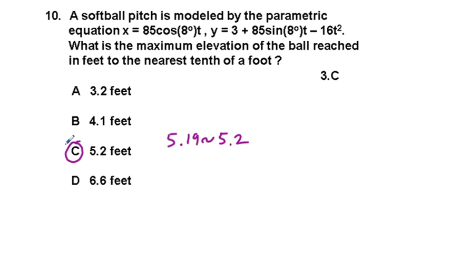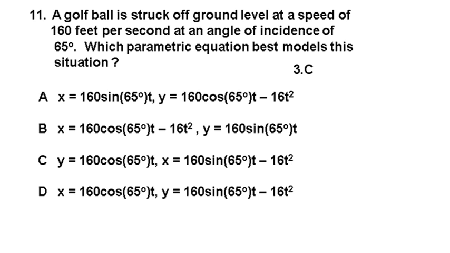I want to show again how critical it is to enter that degree symbol. 11. A golf ball is struck off the ground level at a speed of 160 meters per second at an angle of incidence of 65 degrees. What parametric equation best models the situation? Well, the thing you have to remember is that x, the horizontal, is associated with cosine, and the vertical is associated with sine. So here you have y equals cosine. No, it's supposed to be x equals cosine. That's wrong.